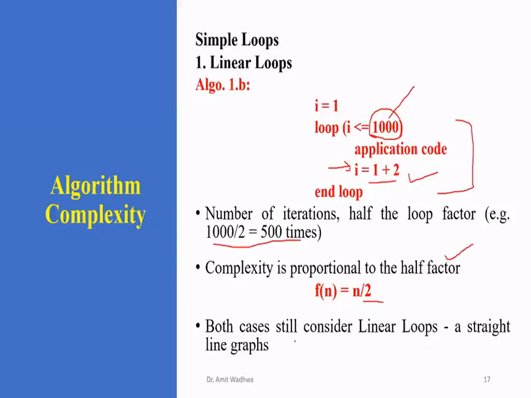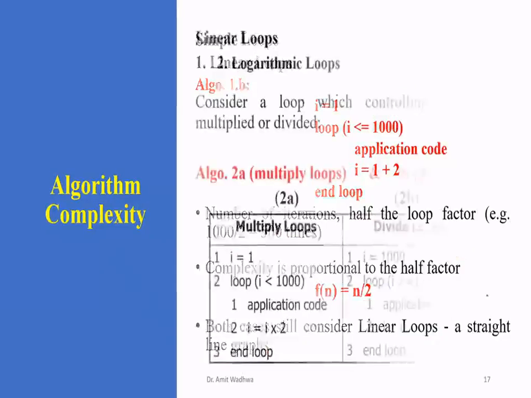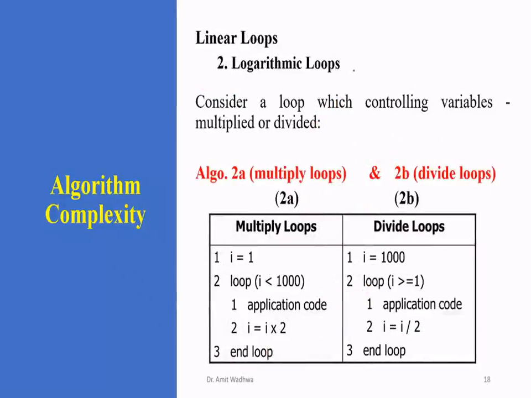Okay? So in both the cases of linear loops, if we plot the graphs, it will be a straight line graph. Okay? Whether it is n or n by 2, it will be a straight line graph. We'll discuss that later on maybe. Then we have second category of logarithmic loops.